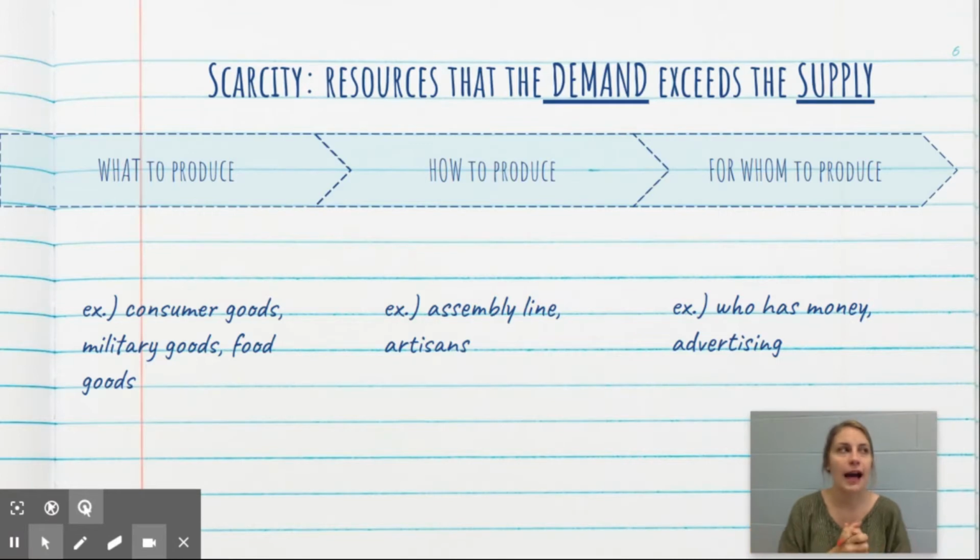So for instance, if I want to make backpacks, I need to decide how I want to produce it. Do I want to produce it in a factory on an assembly line with cheap material, or do I want to make it by hand with elaborate material, maybe silk or some material that I have to import from another country? And then for whom do I produce this? Am I producing this for everyday students? Am I producing this for celebrities? Who will this backpack go to? And the scarcity of my resources dictates the decisions I will make on how to make these backpacks and for whom.